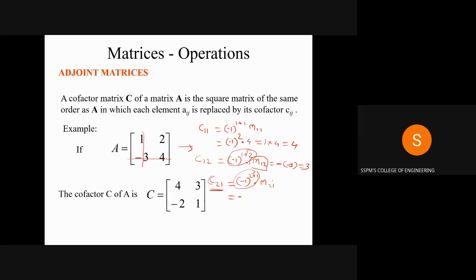2. Then C22. What is C22? Again it is minus 1 raised to 2 plus 2 into M22. This power is 4, therefore minus 1 raised to an even power is positive 1. Therefore M22 will be the answer for C22. What is M22? Second row, second column, if it is deleted, you get 1. Therefore if you write this, what will be C? It is 4, 3, minus 2 and 1.